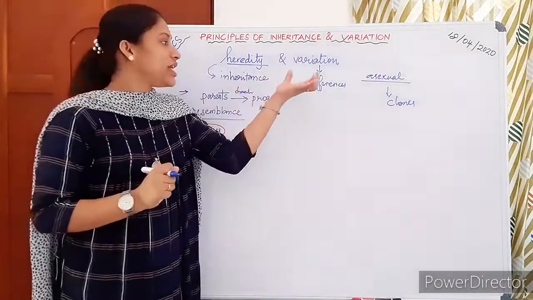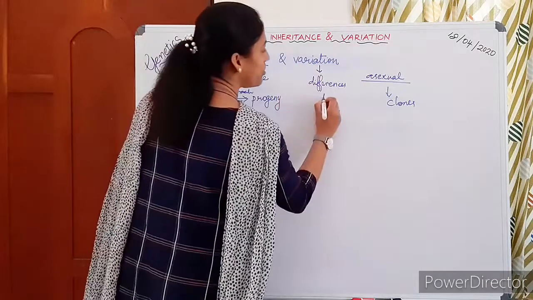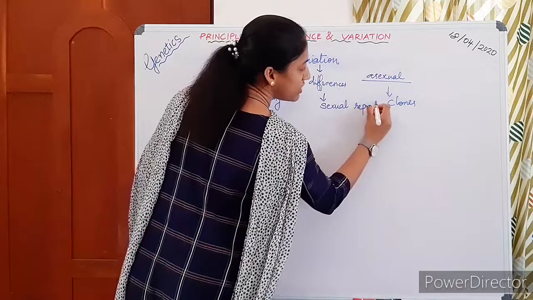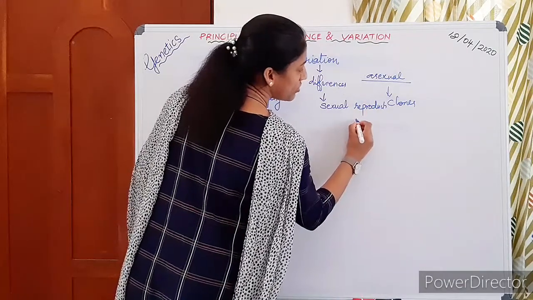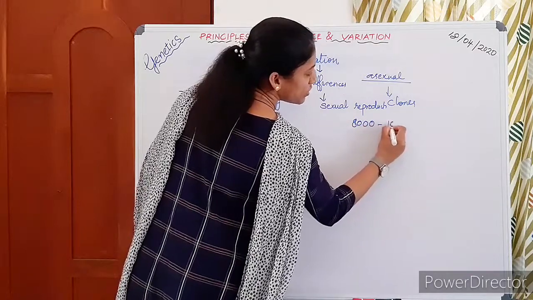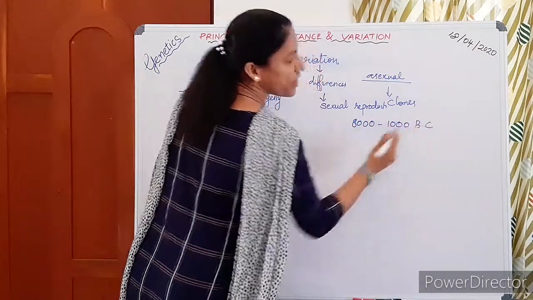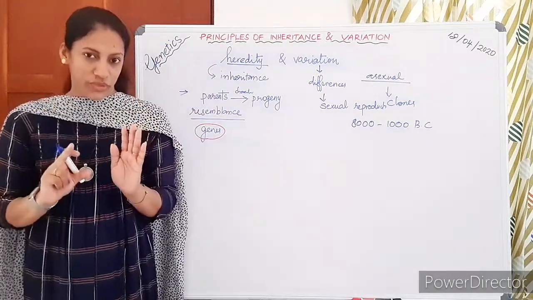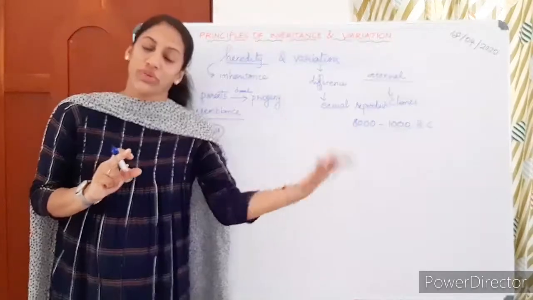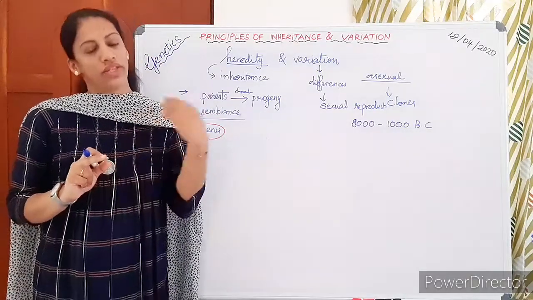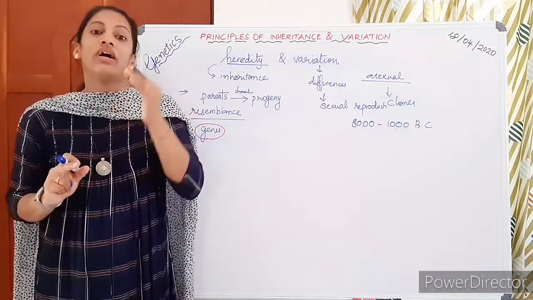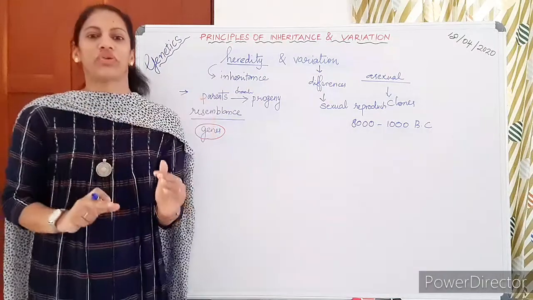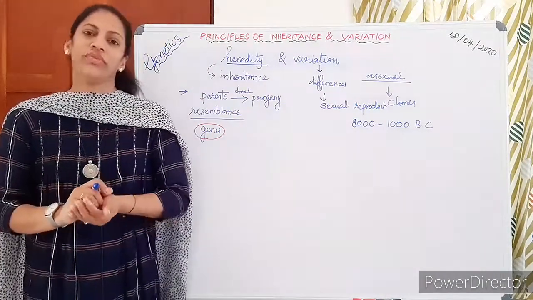Whereas, you know, here the differences come from sexual reproduction. Okay, even our forefathers, our ancestors who lived in about 8000 to 1000 BC understood this fact. They even understood that the variation is hidden in sexual reproduction. By the time they were doing agriculture and animal husbandry, they understood that why the progeny differ from the parents is due to sexual reproduction. Something in sexual reproduction makes the progeny differ from their parents.